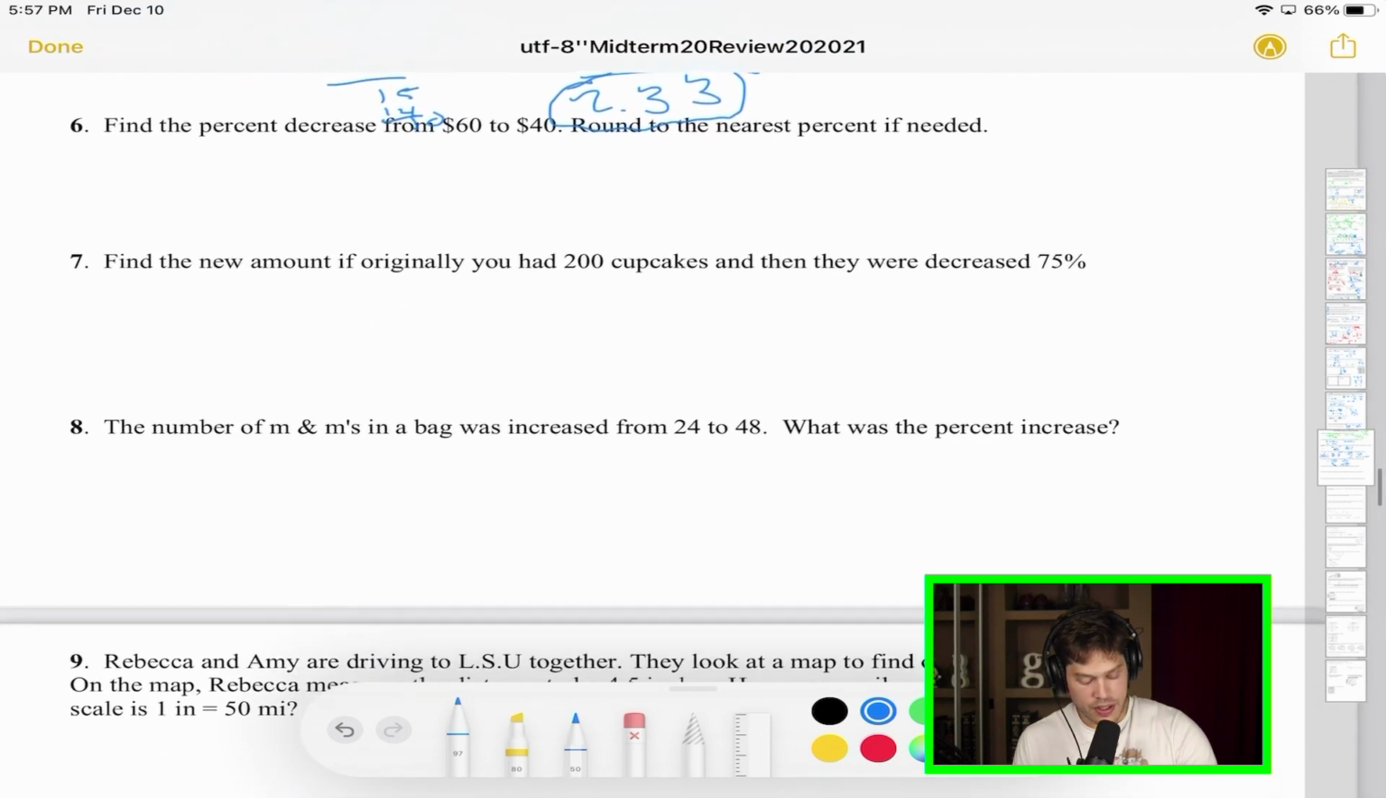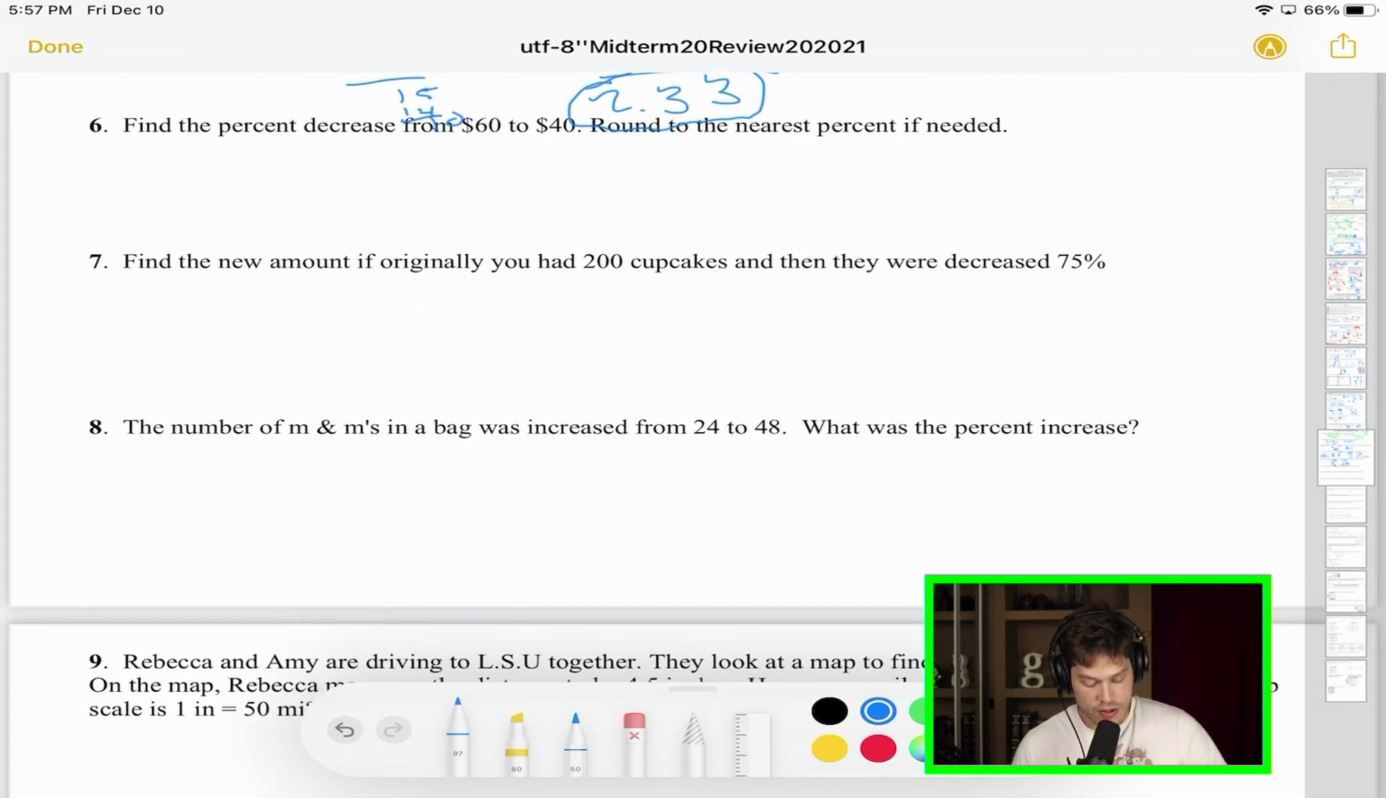All right, number 6. Find the percent decrease from $60 to $40. Round to the nearest percent if needed. Okay, so this is a percent decrease. So that means $60 was 100%, and we went to $40. What is this new percent?